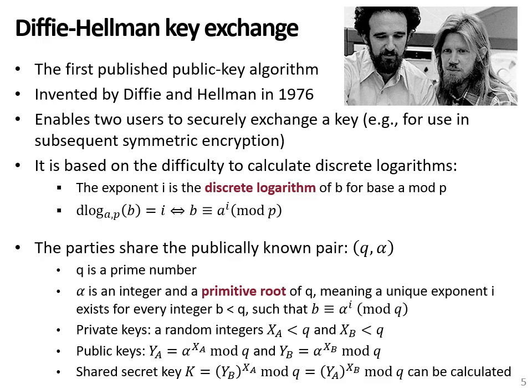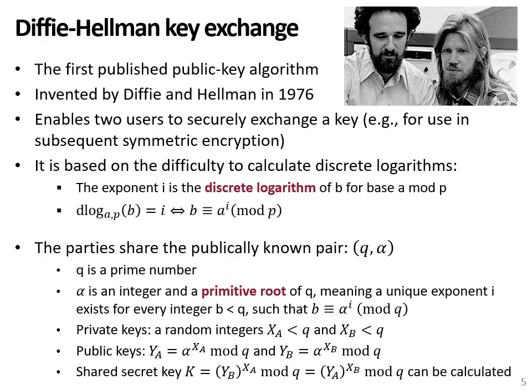So both A and B just generate a random integer, xa and xb. Second, the public keys can be calculated from the private keys, alpha and q. Specifically, the public key y equals the value of alpha to the power of x modulo q. It is clear to see that actually the private key x is a discrete logarithm of the public key y for a base alpha modulo q.